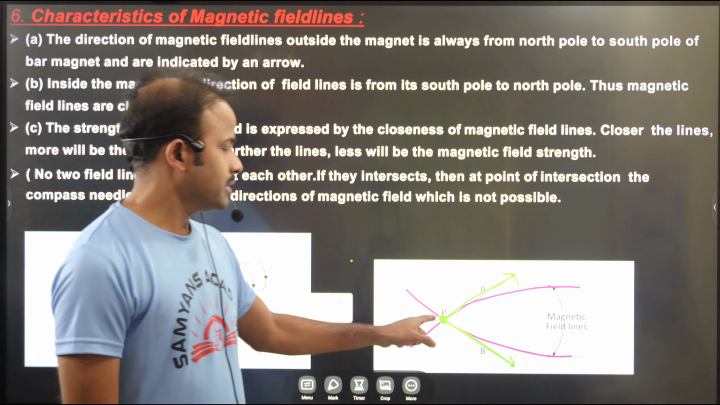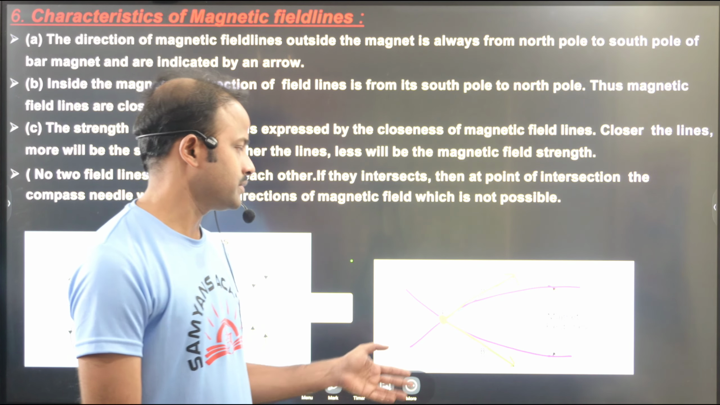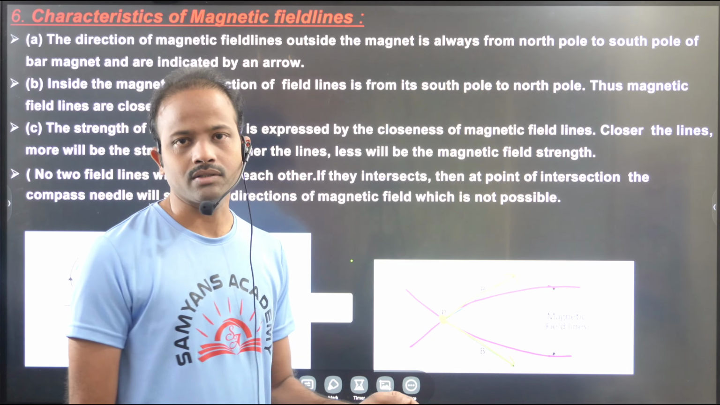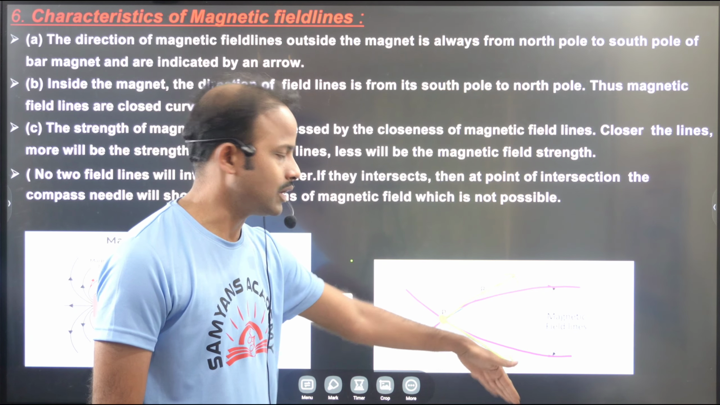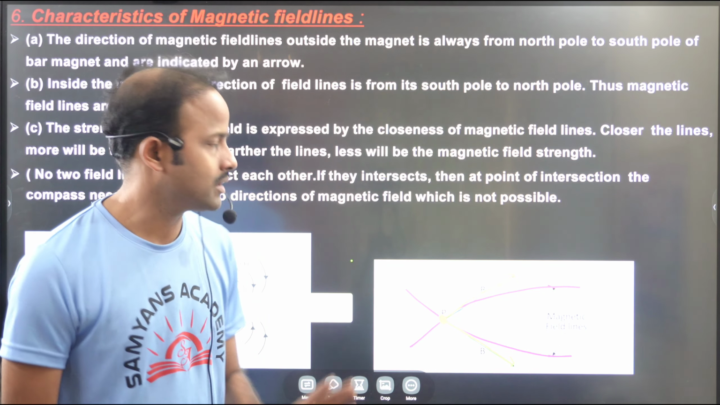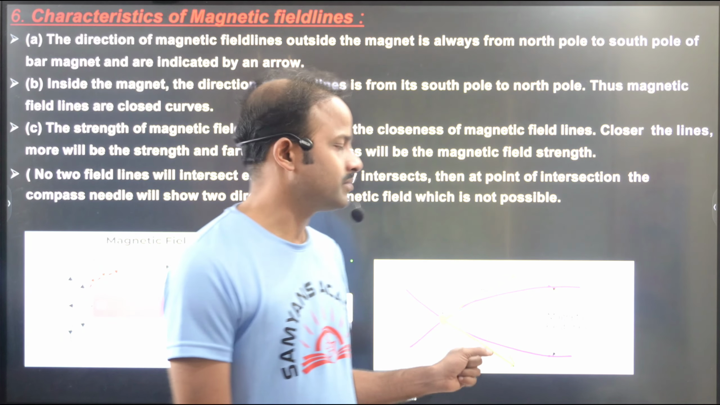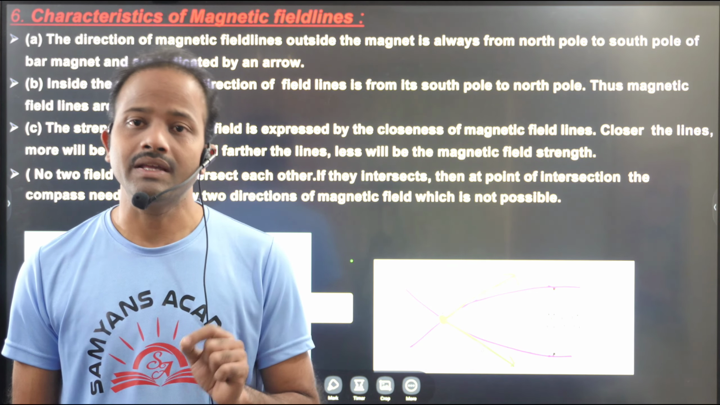Now at one point it is showing two directions. Is it possible? Now we can get confused, right? So it is not showing a particular direction. One tangent is showing towards this side, another showing towards the downward direction. So it is not showing one direction. From this we can confirm that two field lines never intersect each other.